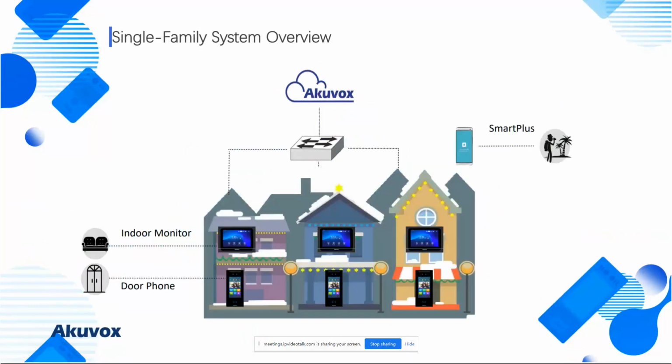Following will be the single tenant system. The single tenant system is mostly easy. In each house there will be only one door phone and one indoor monitor. Usually this door phone will be a single button door phone, for example R20A or E12, as only one monitor needs to be called. And you will connect to our Akuvox clubs and you will use our Smart Plus as well.